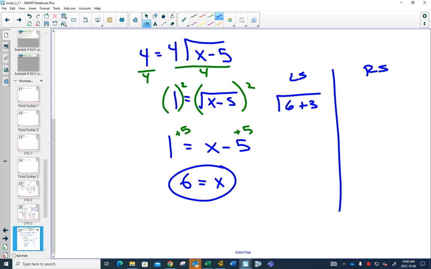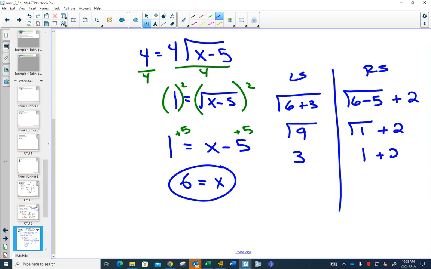On the right-hand side, it was square root of x minus 5 plus 2. So on this side, we've got the square root of 9, which is equal to 3. And on this side, we have the square root of 1 plus 2. Square root of 1 is 1. Oh, happiness. It actually works. And it is the solution.